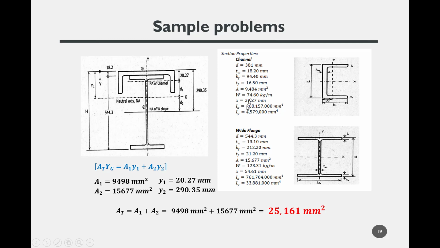So Y1 dito, iba ba ng Y1? Wala. Actually the X1 is 20.27 and this one is 50 to Y1, 290. Nandito naman sa given, ayun o, this will be yours 20.27 and this will be your 290.35. Diba? Okay, solving for the area, substitute lang natin yan, makukuha natin 25,161 millimeters squared, so that will be the area.